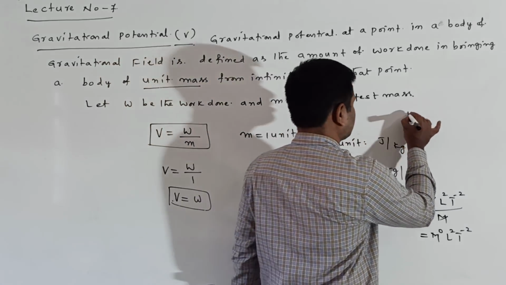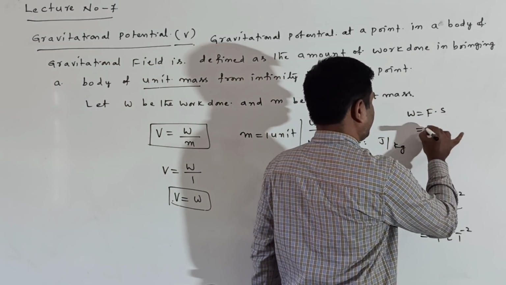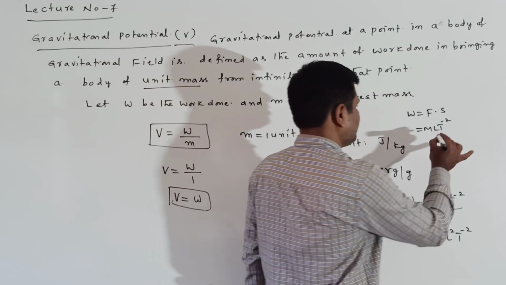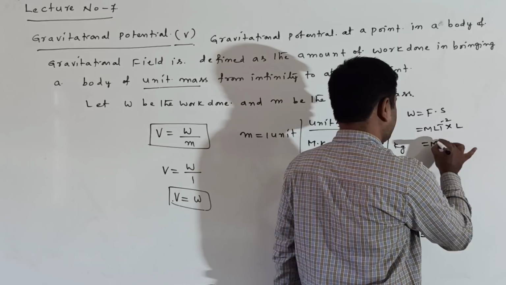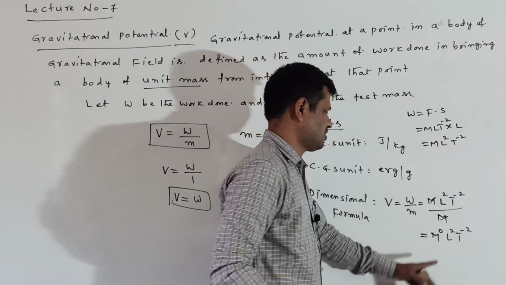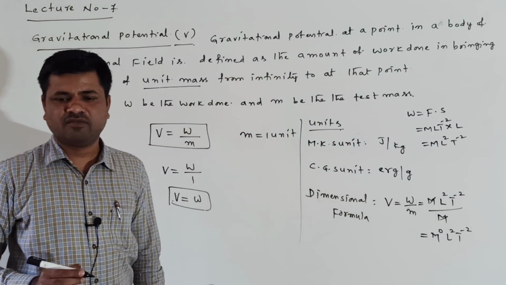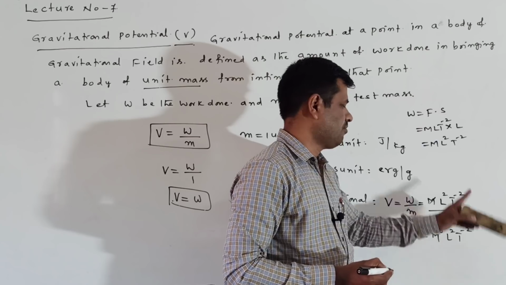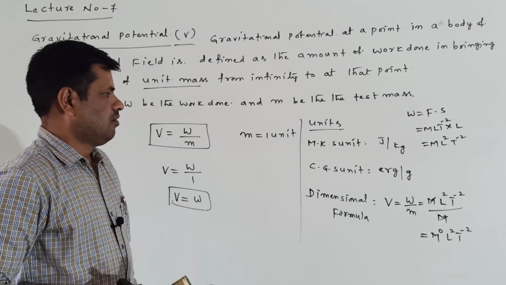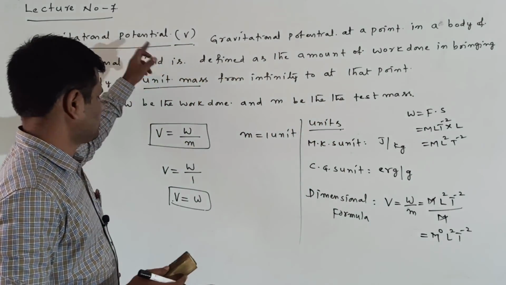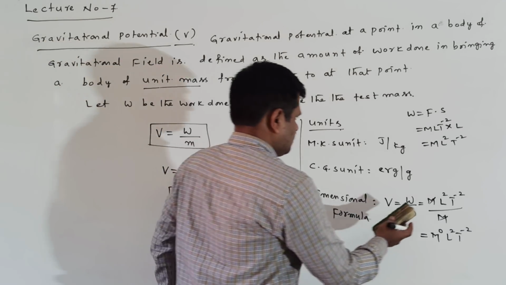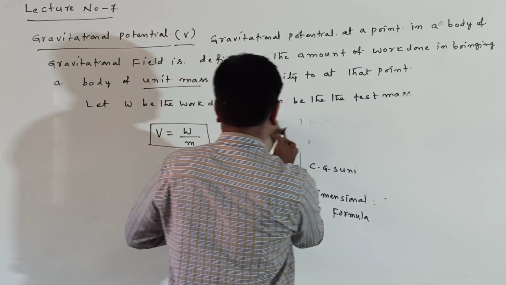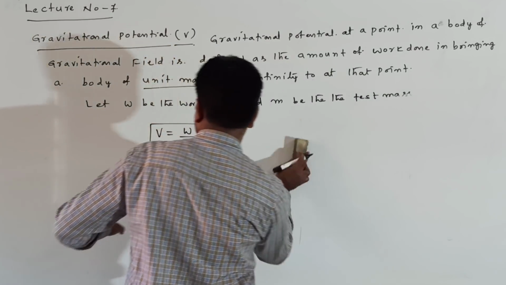What is the work dimensional formula? Force into displacement: the force dimensional formula ML T power of minus 2 into the displacement dimensional formula L, so the work dimensional formula is ML square T power of minus 2. The mass dimensional formula is M, so M and M get cancelled, leaving M power of 0 L square T power of minus 2. This is the dimensional formula of gravitational potential. Next, what is the expression for gravitational potential?